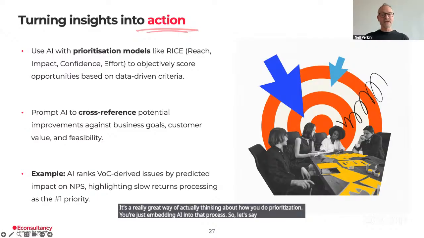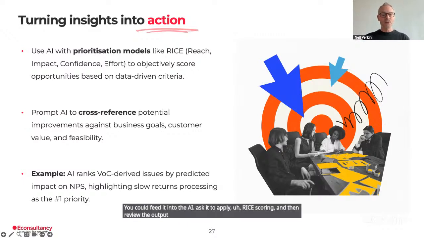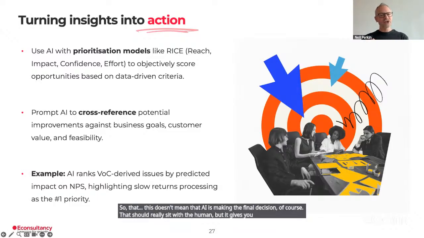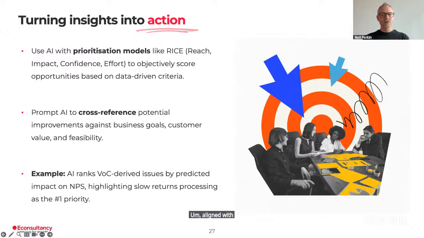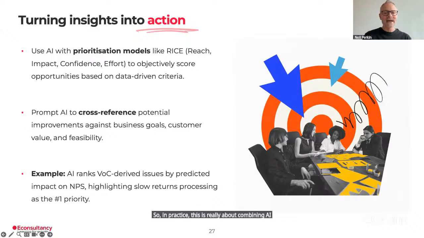So let's say your voice of the customer analysis identifies 5 recurring issues. So instead of debating which one you want to tackle first, you could feed it into the AI, ask it to apply RICE scoring, and then review the output against your goals. So this doesn't mean that AI is making the final decision, of course. That should really sit with the human, but it gives you a structured evidence-based starting point. And that way, the highest value opportunities should float to the top, aligned with both customer needs, of course, and also the business priorities. So in practice, this is really about combining AI's analytical speed with your strategic judgment.